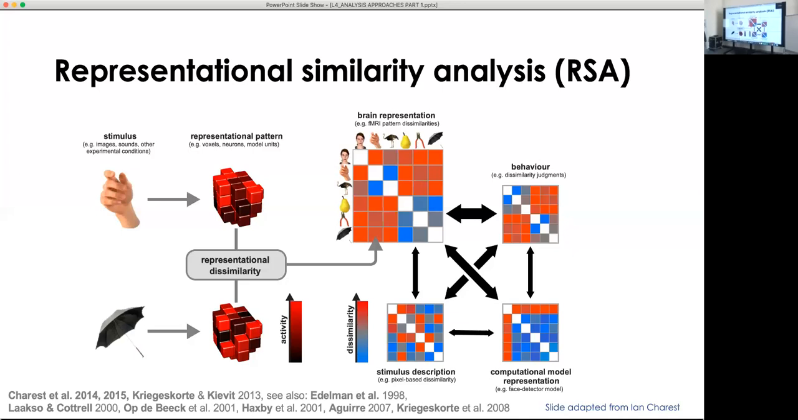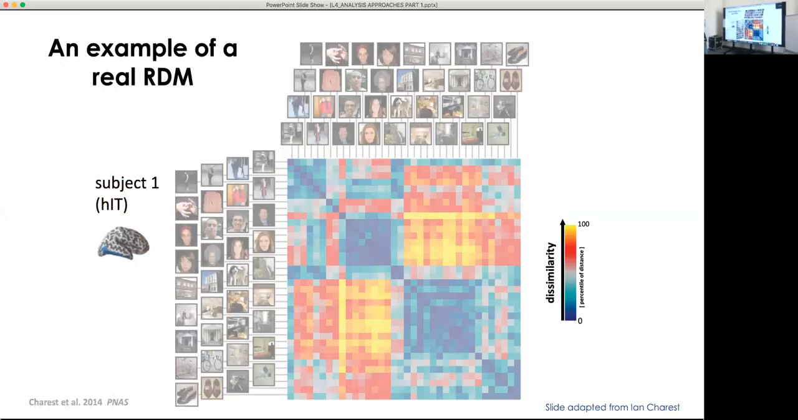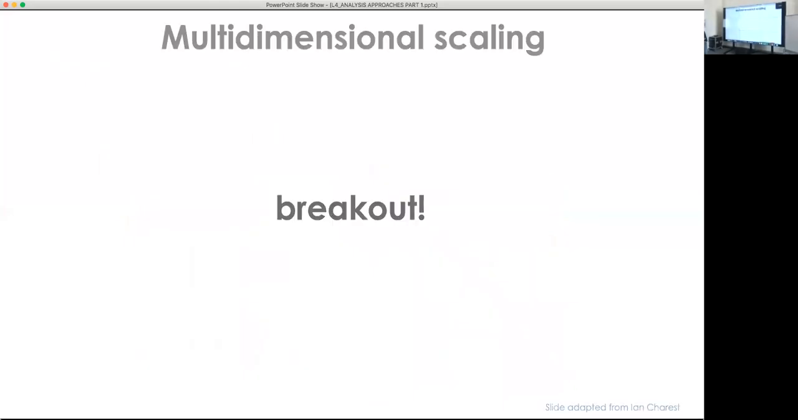Let's talk about that after, that's the next section, and then we'll do a real break. That's a nice segue. Multidimensional scaling is very intimately tied to it. So let me just remind people what that is.